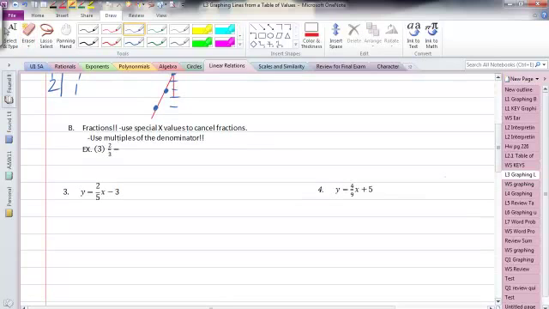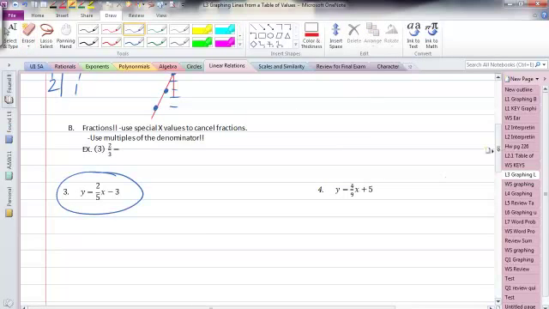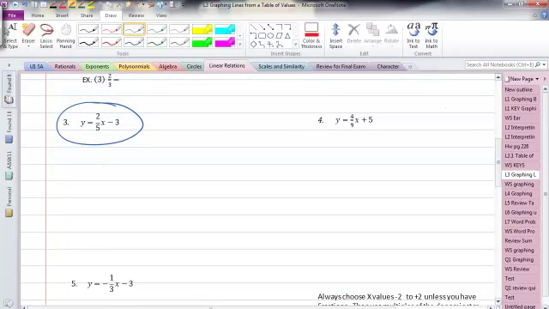Now what's another number below 0 that would work? -3. Because that would give you -1, which would be -2. Right? -1 times 2 divided by 1. What's another one? -6. Okay? So if we write down this equation, y equals 2/5 x minus 3.